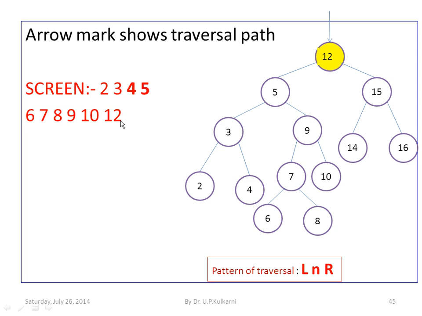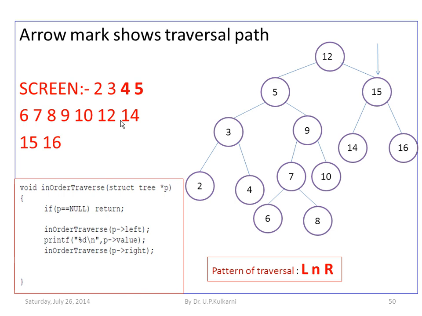Then R, visit this. Move to the left of this. For this, L and R are over. So 14 is printed. Go back. Now 15 is printed. Now it's the right node we have to visit. So for this, left is null. Printing the node is 16. Done. Right is null, so LNR is over for this. Move back, LNR is over for this. Move back to the root node, right? Then it is the end of the traversal. LNR is over.